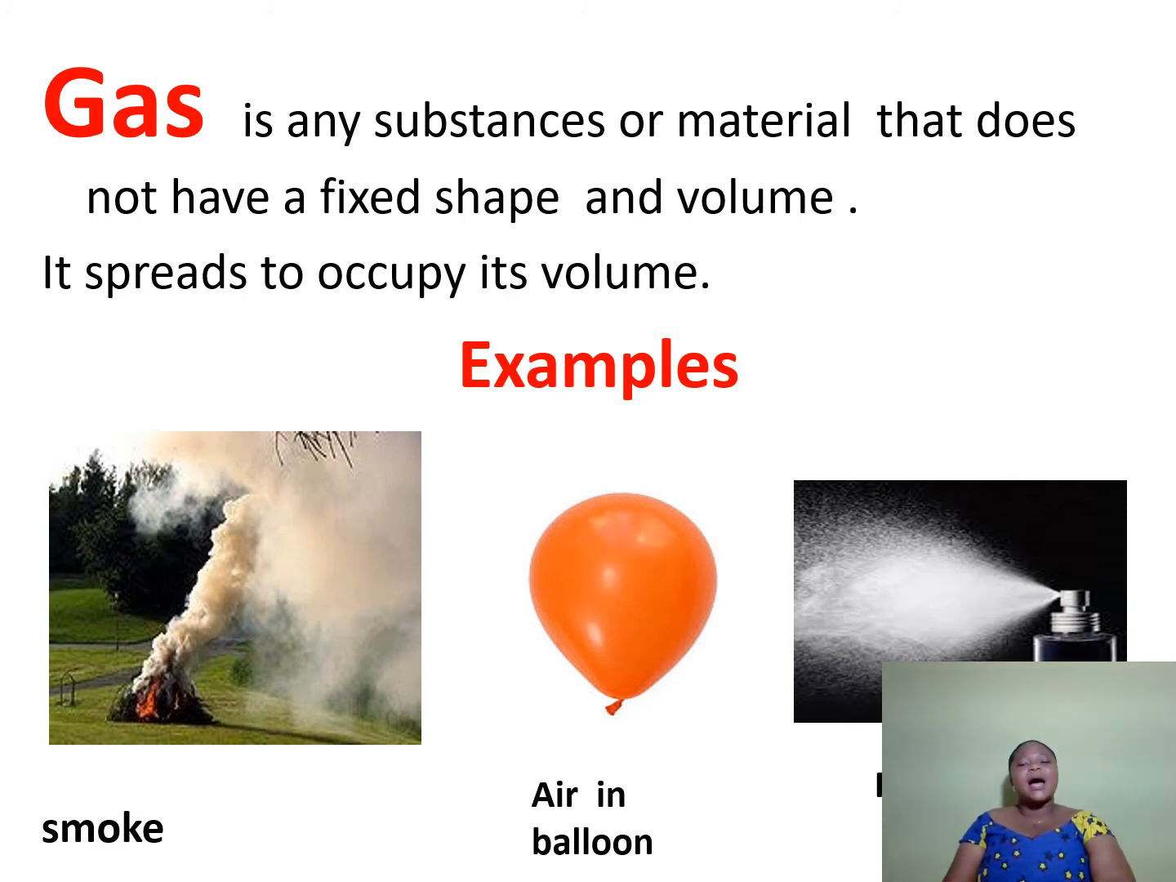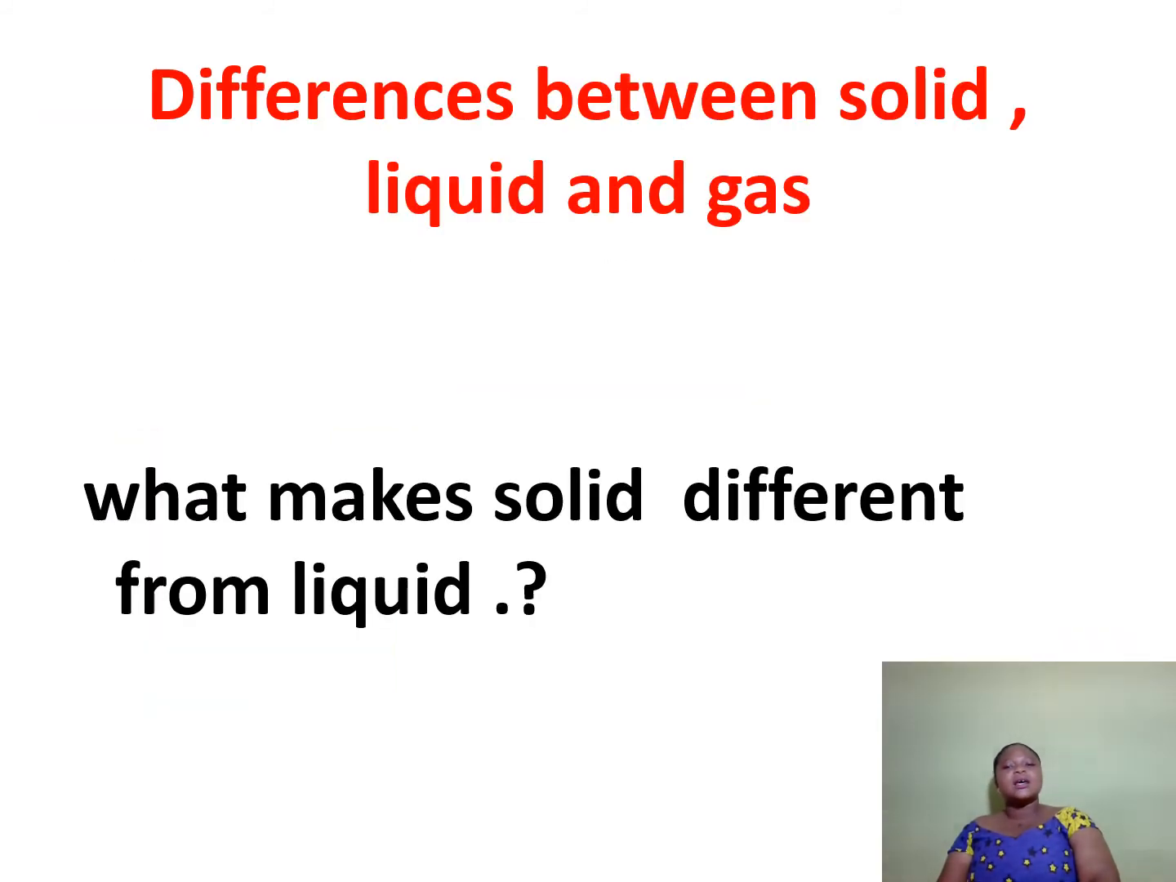Okay, the next one is a balloon. Consider the balloon is very small, but when you are blowing air into it, then it becomes what? Very, very big. Okay, the next one is what? A perfume or a perfume spray. After dressing, just apply some spray onto your body. It's all what? Gas. Okay, good. So all these are examples of what? Gas.